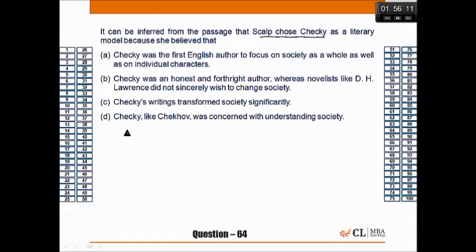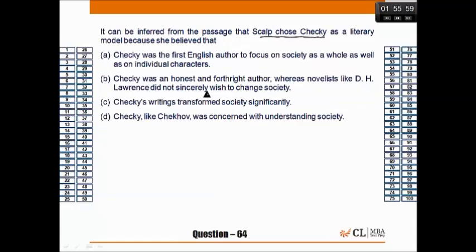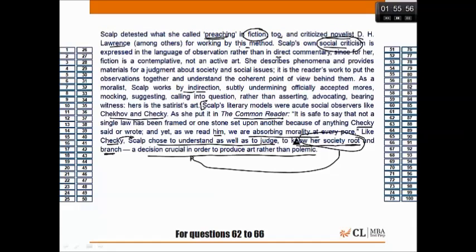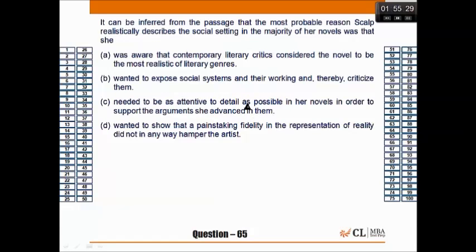Okay, great. Let's see. In the passage, because she believed. Okay, who believed? She believed. One second. To know our society, root and branch. Chekhov was the first English author to, no, alien. First English author is not mentioned. Chekhov was an honest, no. Chekhov's writing transformed significantly, no, alien. Oh, this is great. Chekhov, like Chekhov, was concerned with understanding society. Perfect. T is perfect. Okay, third one.